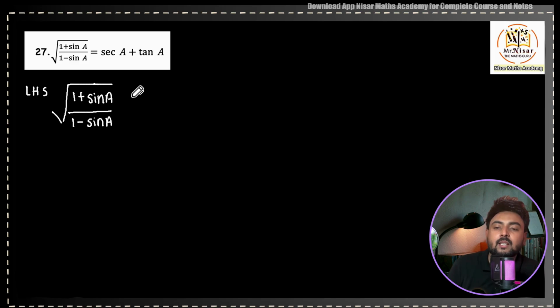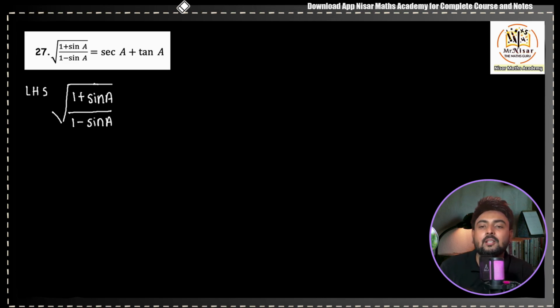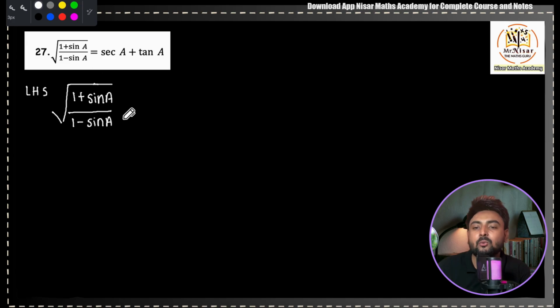So 1 plus sin a in the numerator, 1 plus sin a in the denominator. So in the denominator it becomes 1 minus sin a into 1 plus sin a. So it becomes a plus b, a minus b. It's going to become 1 square minus sin square a. So 1 square minus sin square becomes cos square a, correct? And in the numerator we have 1 plus sin a. 1 plus sin a in the numerator and cos in the denominator. So 1 by cos is sec and sin by cos is tan. So like this, orally we can solve this question. Okay, so here by calculation only we can say we need to rationalize the denominator.